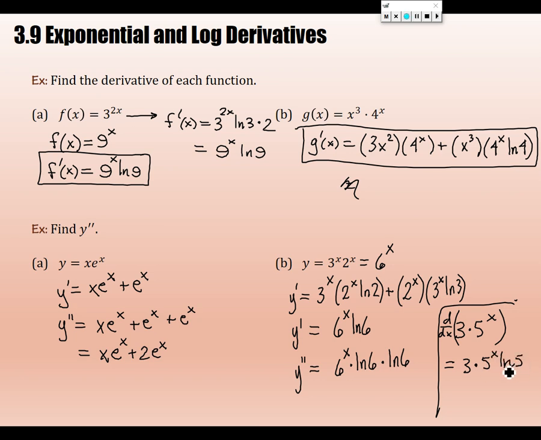Yes. Right, the 3 just kind of comes along for the ride. I'm claiming that the ln 6 is just a constant. Just find the derivative of 6 to the x, which is that. And ln 6 just comes along for the ride, right? It's a constant, just like the 3 came along for the ride. Here, you just need to figure out what the derivative of 6 to the x is. Okay.